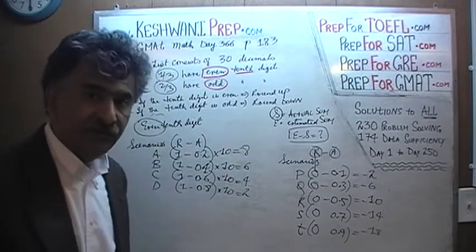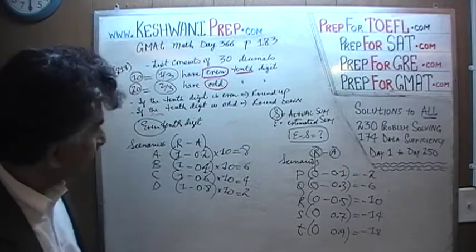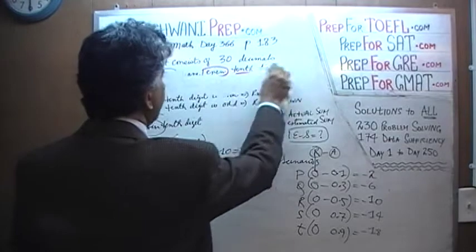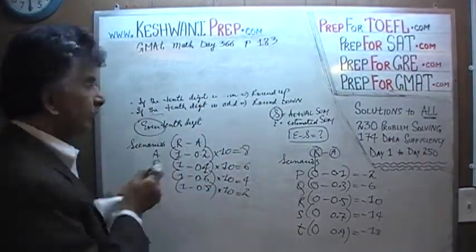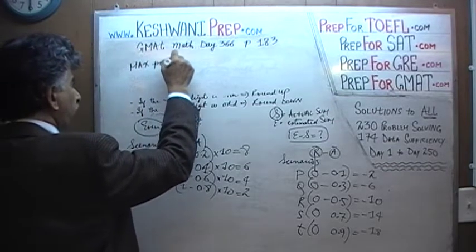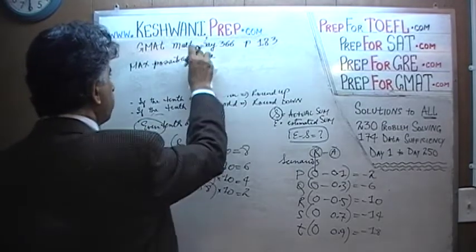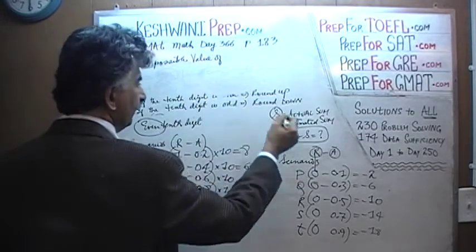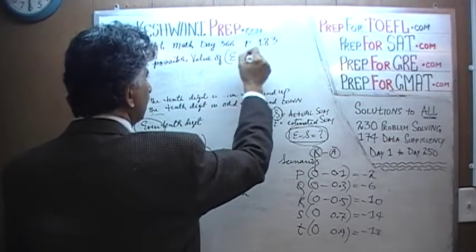Now we ask ourselves about the extreme situations. Let's do it on the top because I don't want to erase any of this. We are almost done. The question is, what's the maximum possible value of this guy right here, the estimated value minus the actual value?